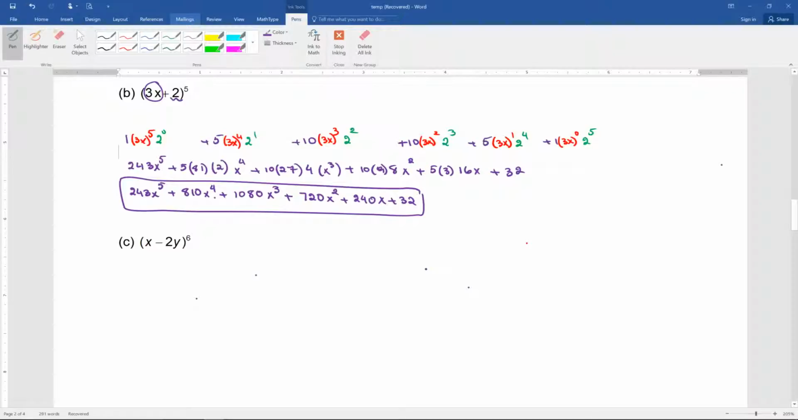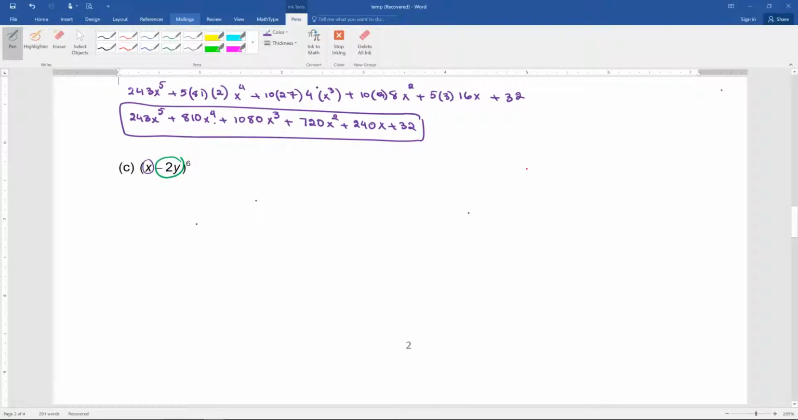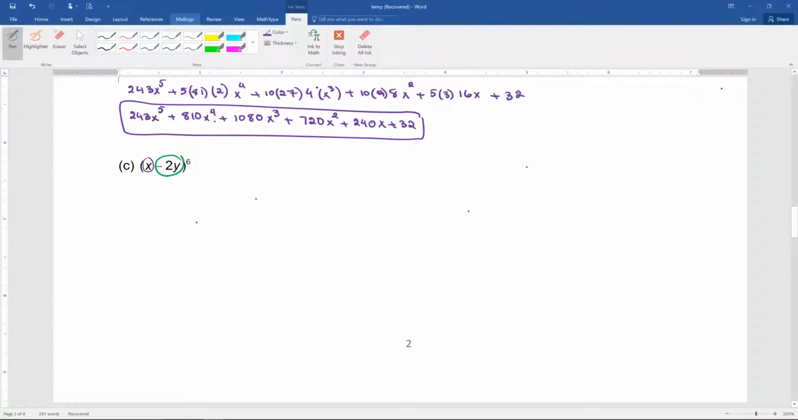All right, now, in this term, remember, this is always a sum of two binomials. Your first term is x. What's your second term? Negative 2y. All right, so that's how we're going to do it. Now, how many terms is this one going to have? 7. All right, and it's going to be the n equals 6 step.